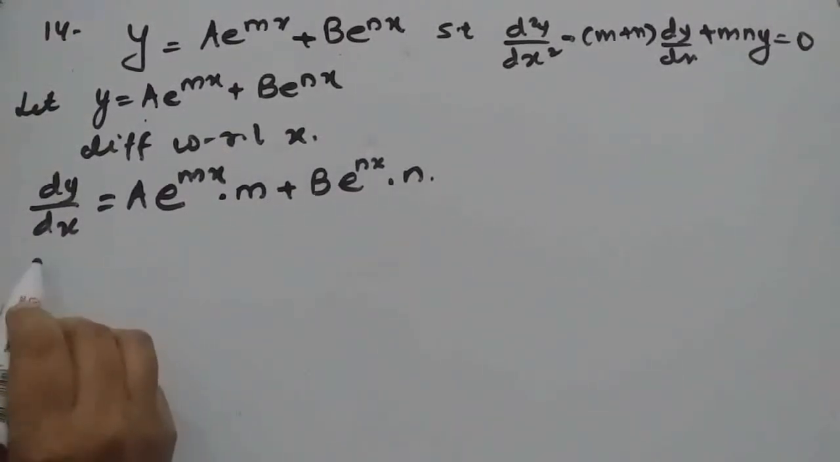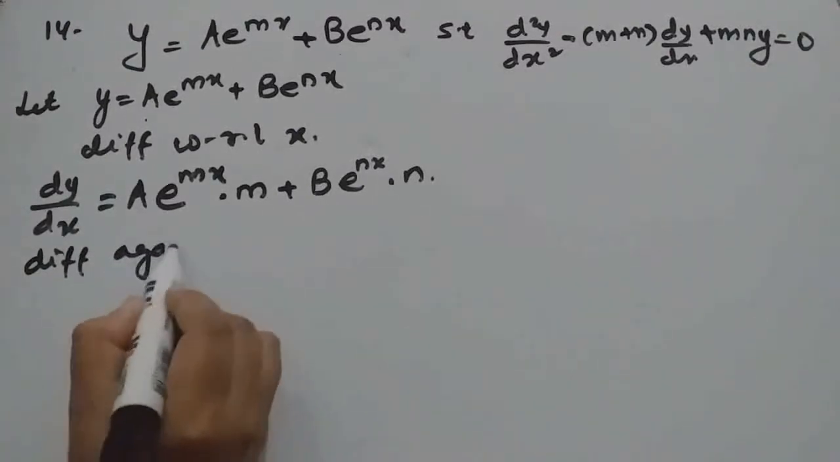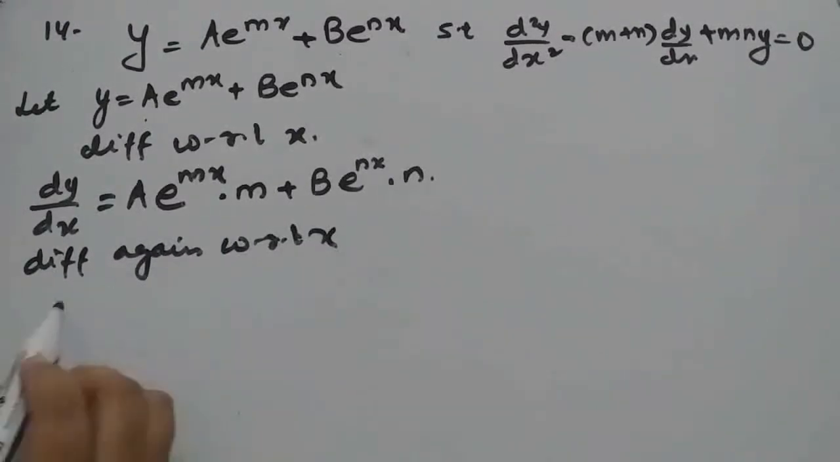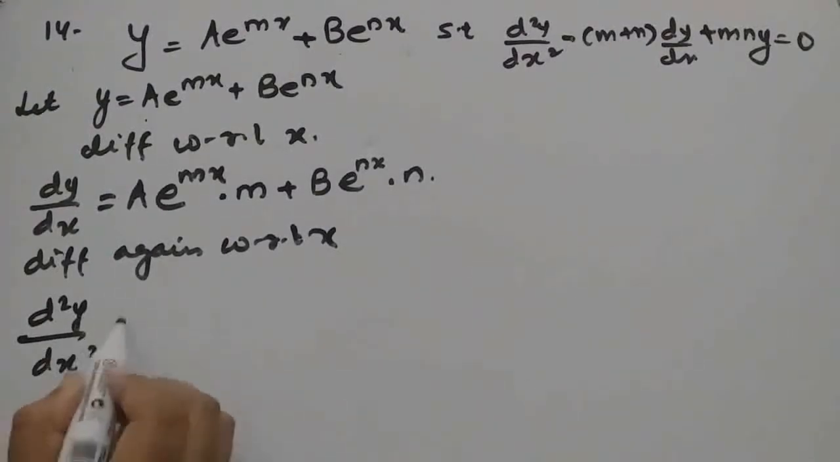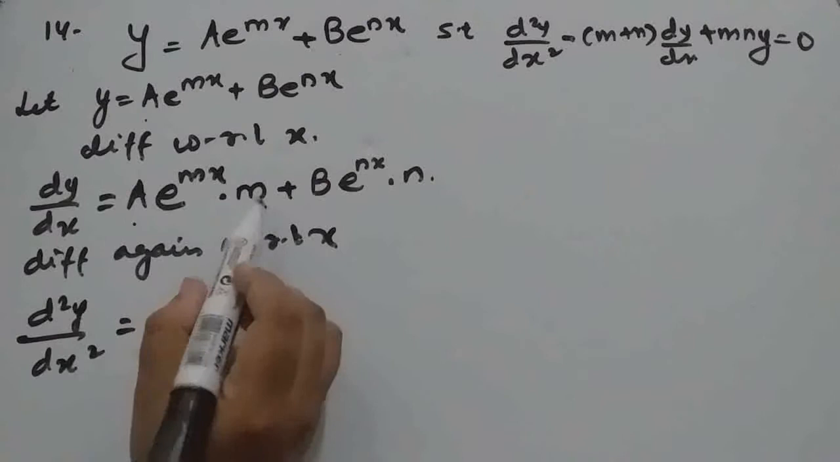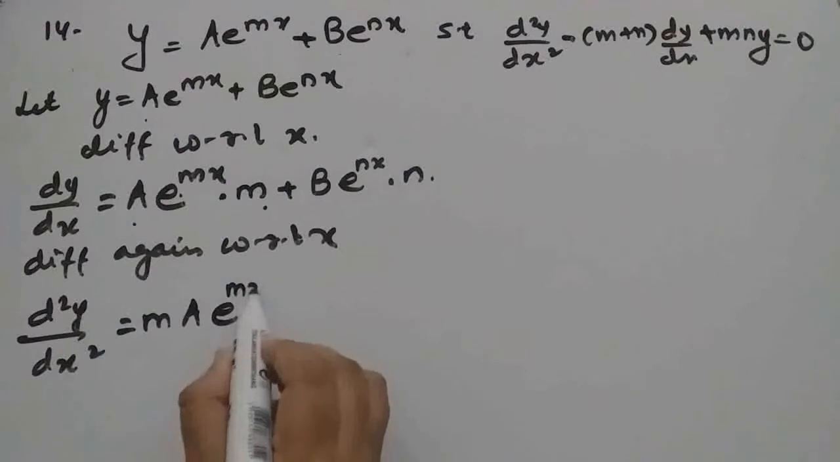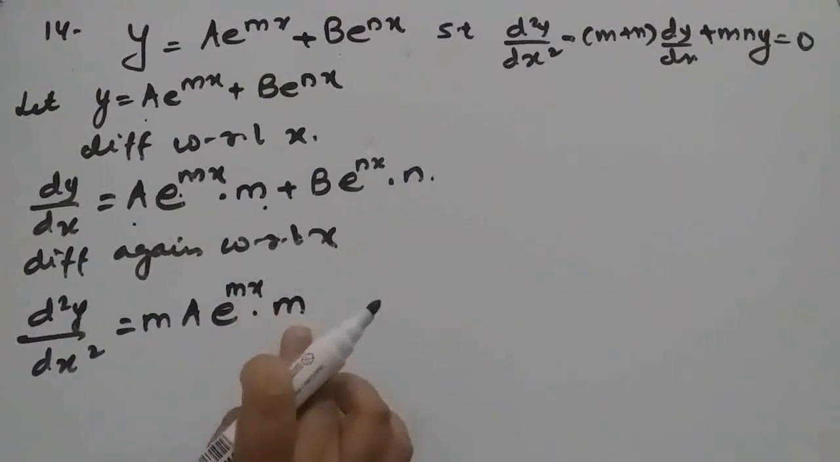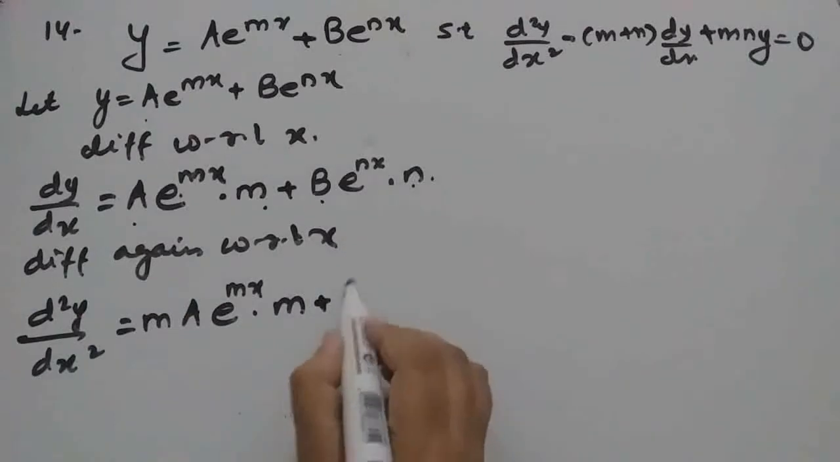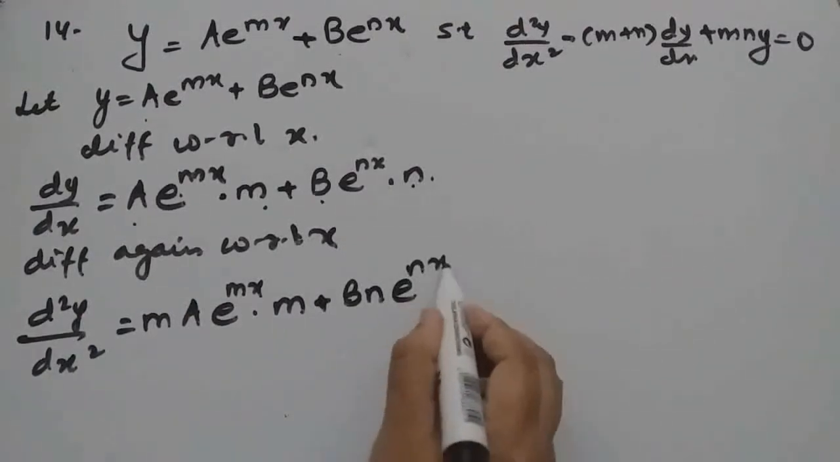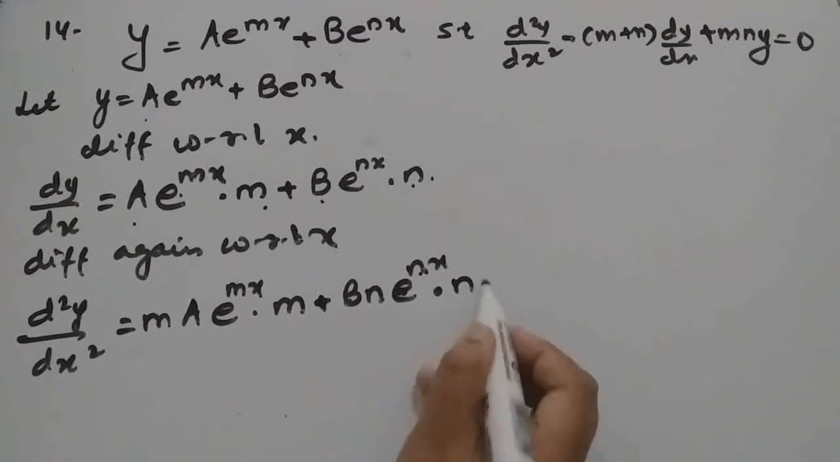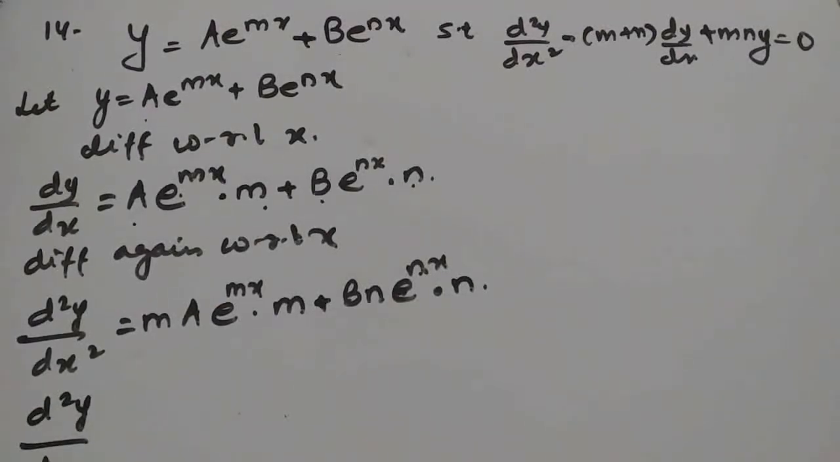Okay. So now again differentiate with respect to x. So d²y/dx² will be, now this time A and m are coefficients, so mA, and then the derivative of e^(mx) is e^(mx) into the derivative of mx again, so that will be m, and Bn is the coefficient, the derivative of e^(nx) is the same, and then the derivative of nx is n. So we will get here m²A e^(mx) + n²B e^(nx).